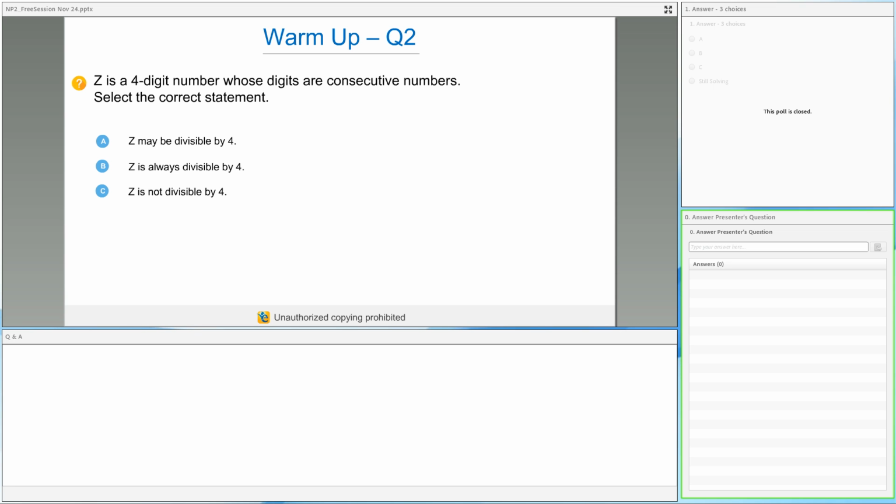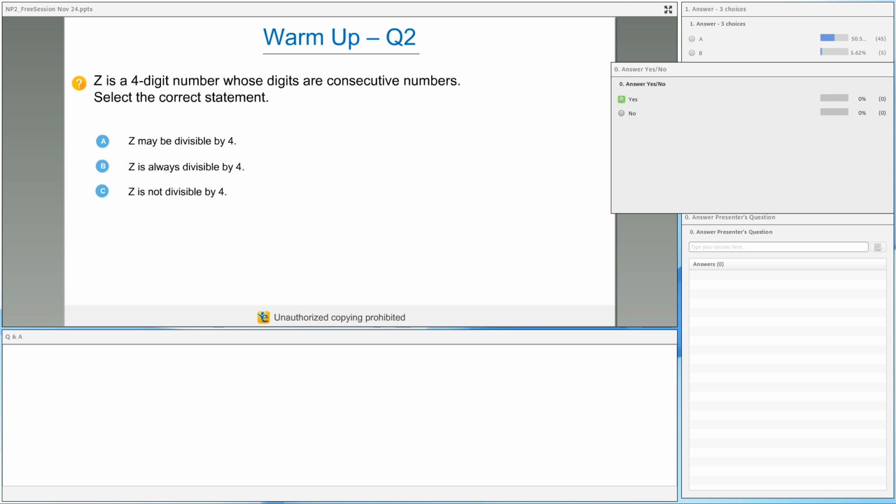Okay, once again, I have a very interesting result. About 50% of the class thinks that the answer should be A, and there are quite a few who think that the answer should be C. You think that Z is not divisible by 4. Now, let me ask you a question first. And this is a yes and no question. So, can we apply the rule that we used in the previous question? Can we use the same rule, sum of digits, yes or no? Can we use the same rule that we used for 3?